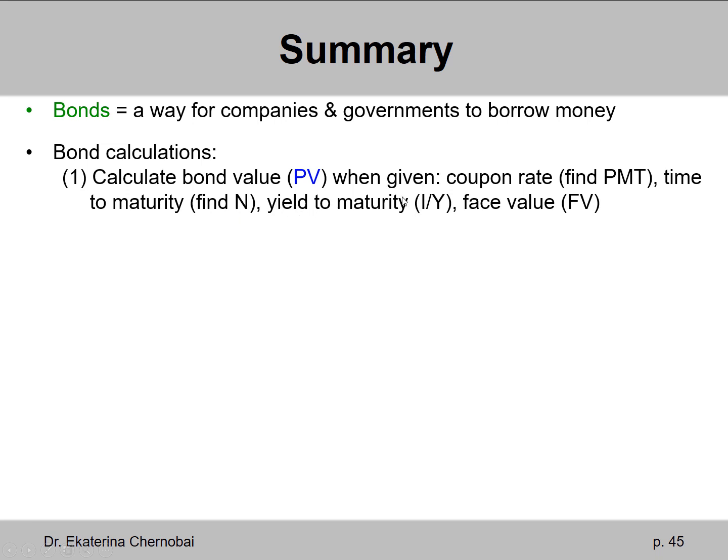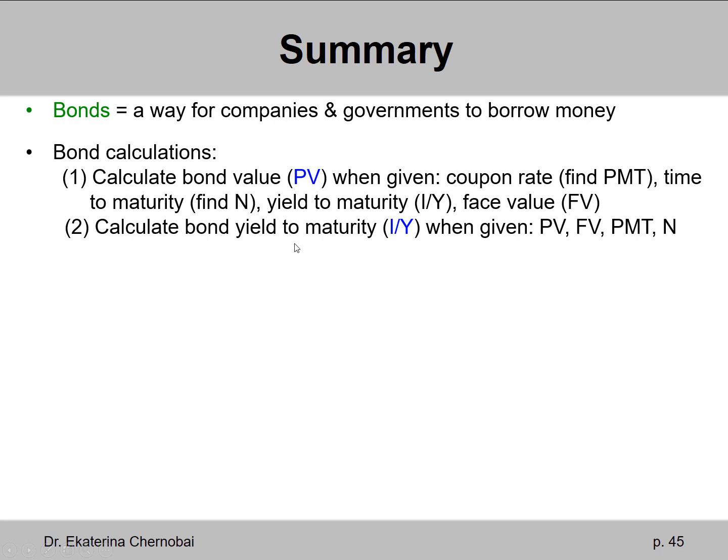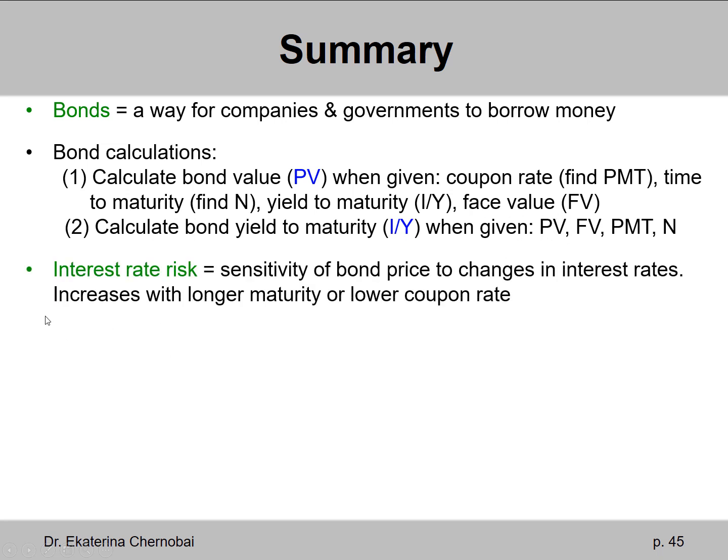Yield to maturity, that's another term for discount rate or interest rate. We also refer to it as the nominal interest rate in this chapter. That's IY in the financial calculator. And we also need to be given the face value, which becomes our future value, FV, in the financial calculator. The face value is typically $1,000. So you should always assume it's $1,000 if it's not even given. Then we looked at how we would instead calculate the yield to maturity, IY, when the bond present value is known.